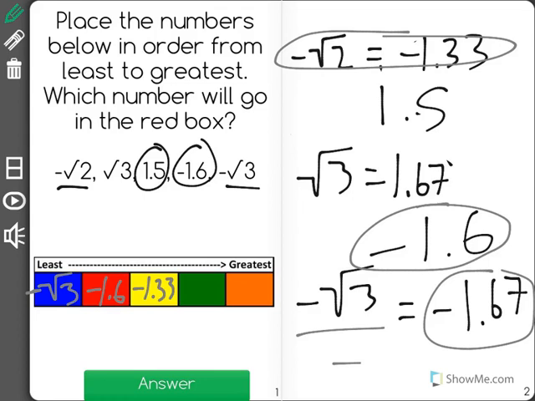And now we have two positive numbers. We have 1.5. Oh, whoops, and by the way, this one here should have been negative root 2 and not negative 1.33, the original number we're using. And the greatest number would be root 3. But the question is, which number will go in the red box? The answer, negative 1.6.